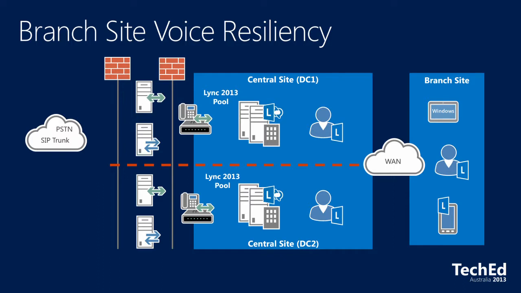So in this example, we've got a central site model. We've got a central site here and a central site here. This might be primary and DR. They can be active. There is another session that talks more about HA and disaster recovery scenarios for Lync later in the week. Okay, so in this scenario, I've got my phone number there with the SIP trunk.